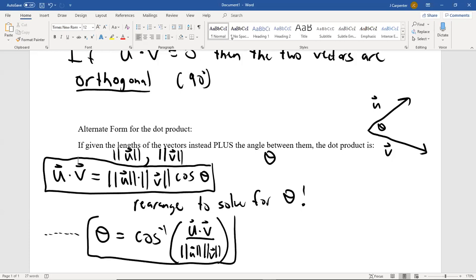It looks like a terrifying formula. It's a very basic idea. It's the inverse cosine of the dot product over the lengths. All right, so let's try that out and we'll call it a day.